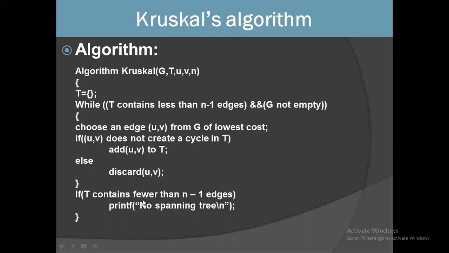So in this algorithm, Kruskal's of G, T, U, N: G is the graph, T is the tree, U is the edges, and N is the number of vertices. First we select an edge UV with the minimum cost from graph G. Initially, tree T will be empty. It does not contain any elements. Next, if the UV edge forms a loop, discard it. Otherwise, add UV to tree T.